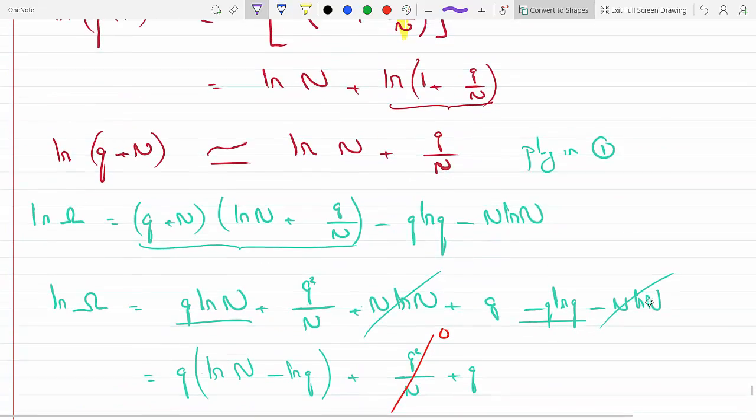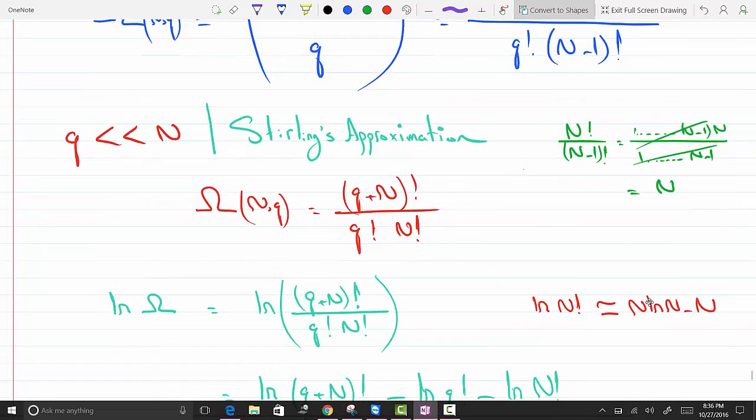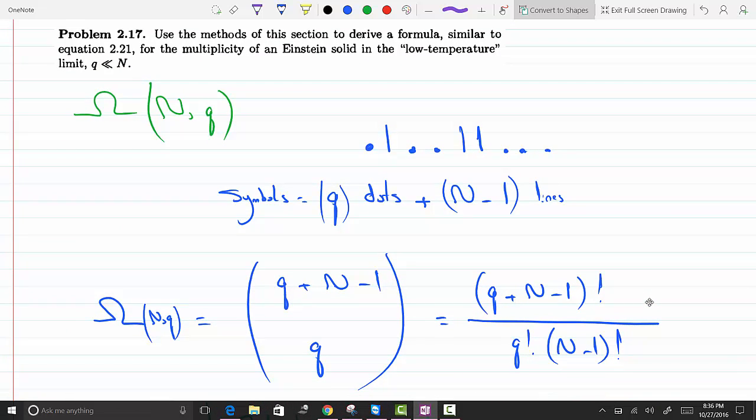This concludes the problem on how to derive the formula for the multiplicity with large numbers in the low temperature limit, when the number of oscillators exceeds the number of energy units tremendously, using Stirling's approximation.